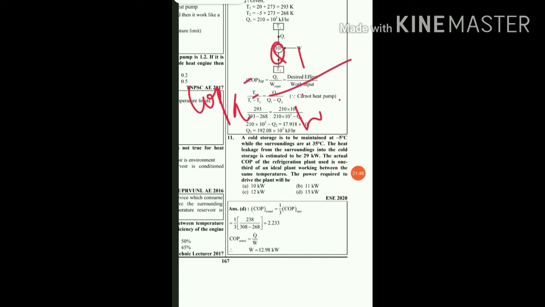To find out W, the actual COP: the given heat leakage from the surrounding is 29 kilowatt, and this is nothing but Q1. So put that value of 29 kilowatt in this equation. COP actual is 2.233, so W is equal to 29 upon 2.233.